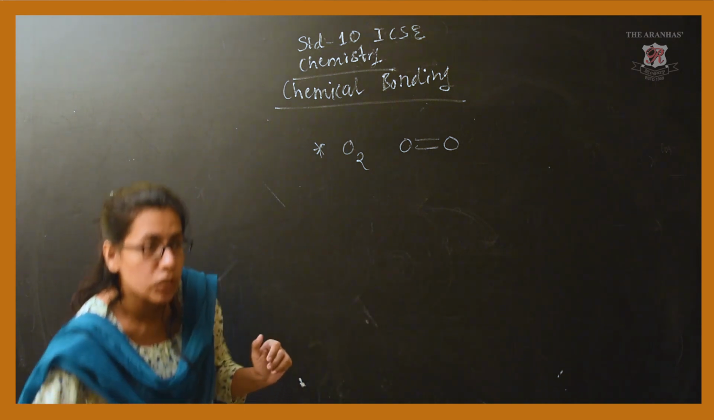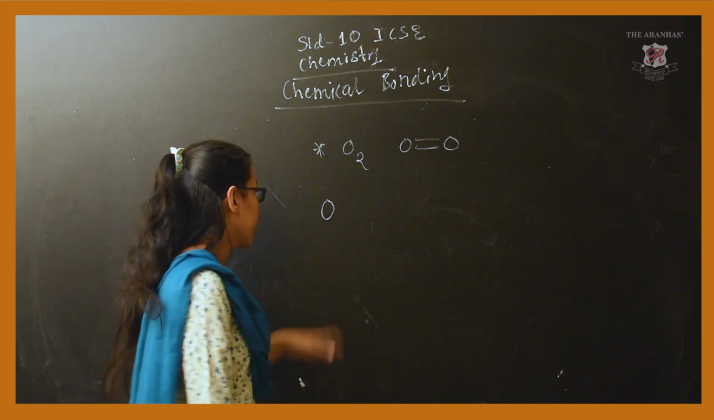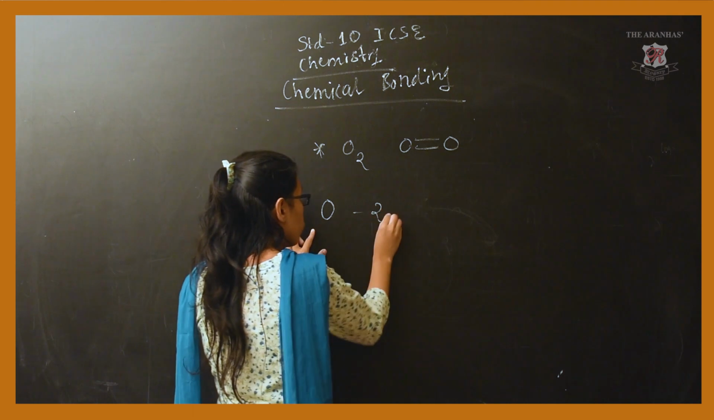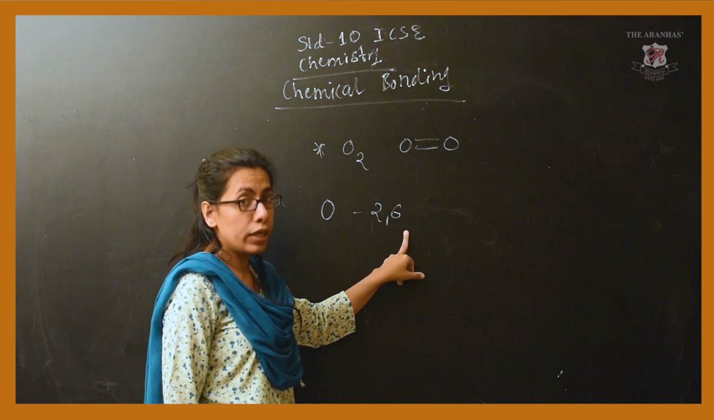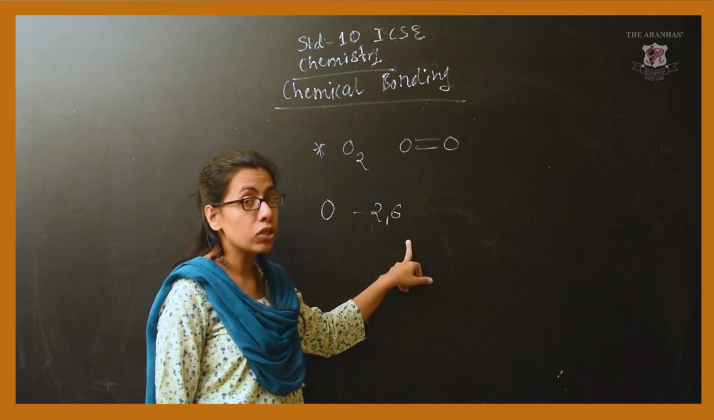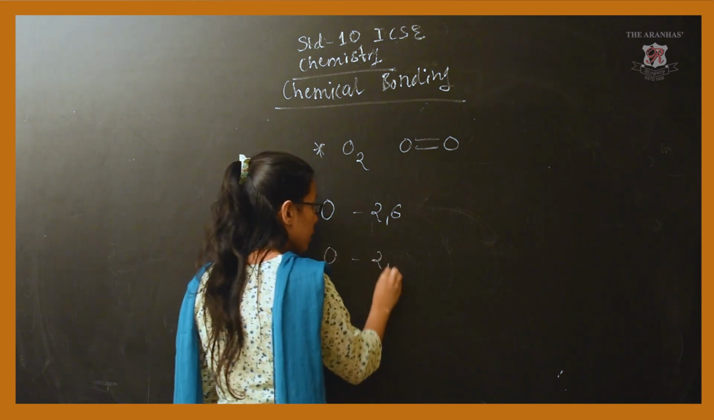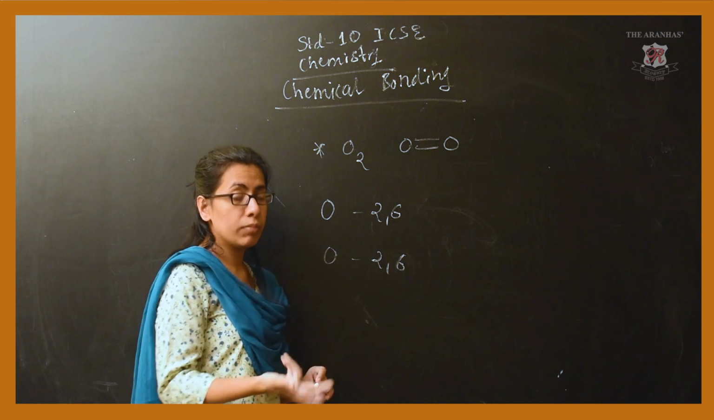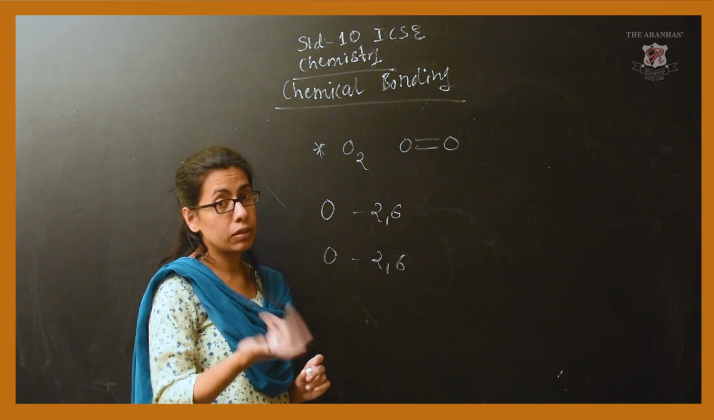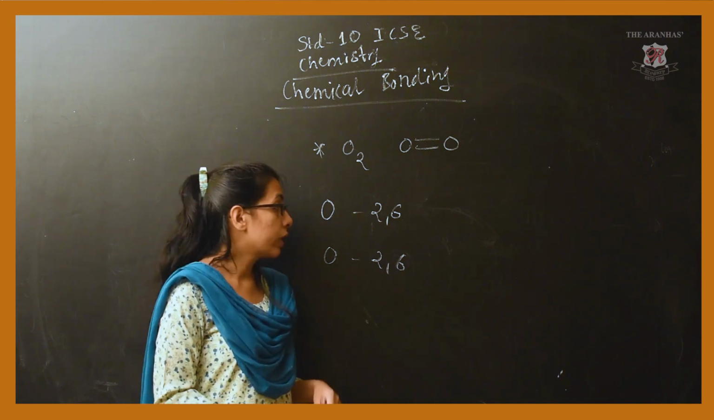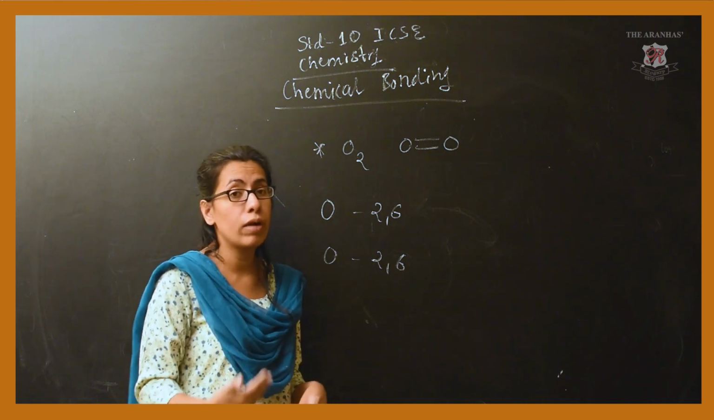So let us see first of all this oxygen. Oxygen has atomic number 8, with electronic configuration 2, 6. That means each oxygen wants to gain 2 electrons so that it can achieve the complete octet. The second oxygen atom is one and the same. So what will happen? Each oxygen atom will share 2 electrons with another oxygen atom, and because of the sharing of the 2 electrons, it will result in the formation of a double covalent bond.